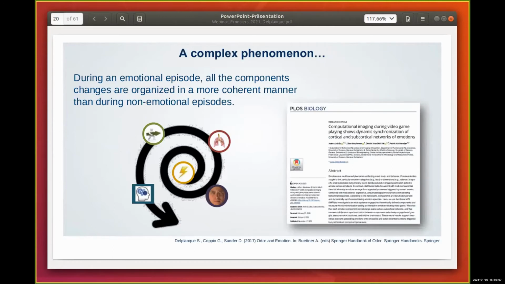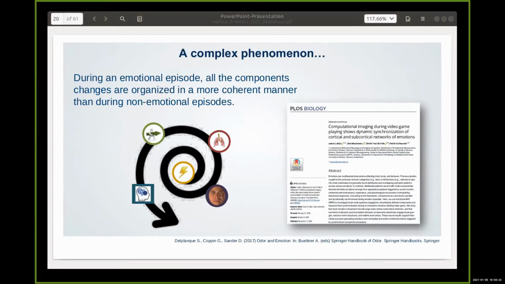And the last point I would like to highlight inside this definition is the fact that during an emotional episode, all the component changes are organized in a more coherent manner than during non-emotional episodes. There are recent data that show the existence of this synchronization of the different components, at least at the cerebral level. I encourage you to go and see this paper.